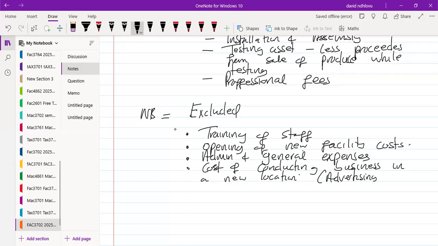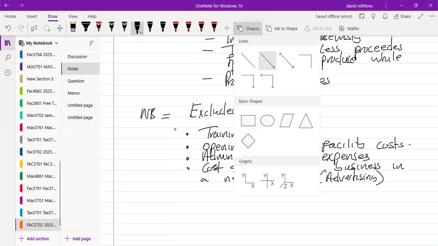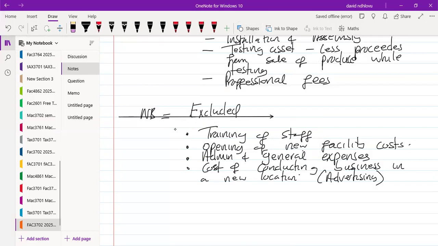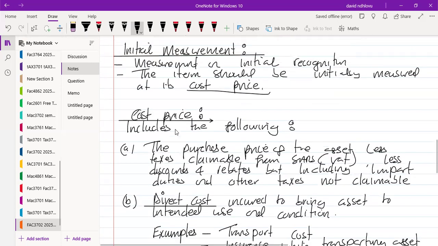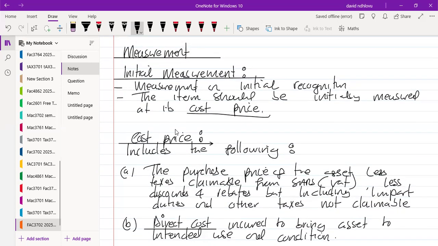You have built a new factory, and you have new products coming through and you advertise them. You are going around looking for people so that you can make them aware that you have this facility that can service their needs. You can't include that cost. It's a normal business expenditure. Don't capitalize that amount. So what we have here are what we call the initial measurement costs.